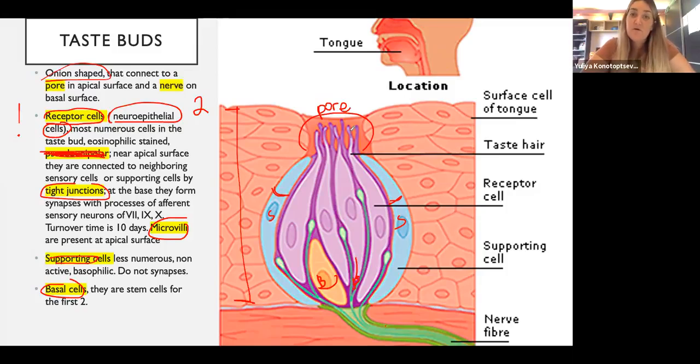Fun fact, the more you chew, the tastier the food becomes. Why? Because when you're chewing, you're breaking the food into little tiny molecules, right? So not macromolecules, but like mini molecules. They can more easily bind to the microvilli of the receptor cells. The action potential will be much stronger. So chew your food.